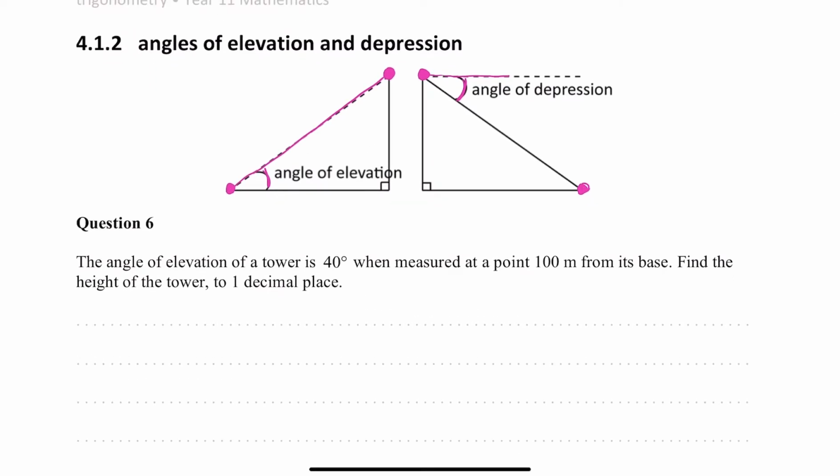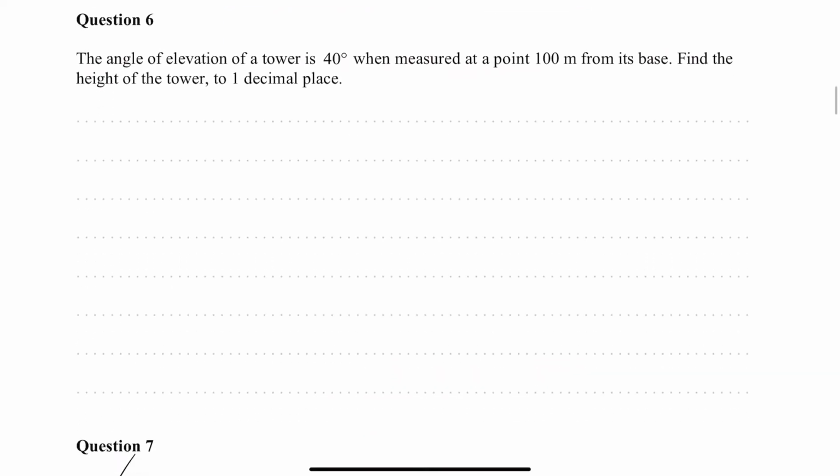The first one is question 6. It says the angle of elevation of a tower is 40 degrees when measured at a point 100 meters from its base. Find the height of the tower to 1 decimal place. So let's draw a diagram first.